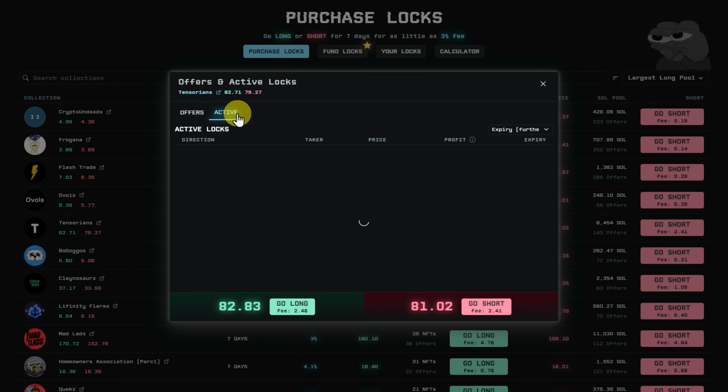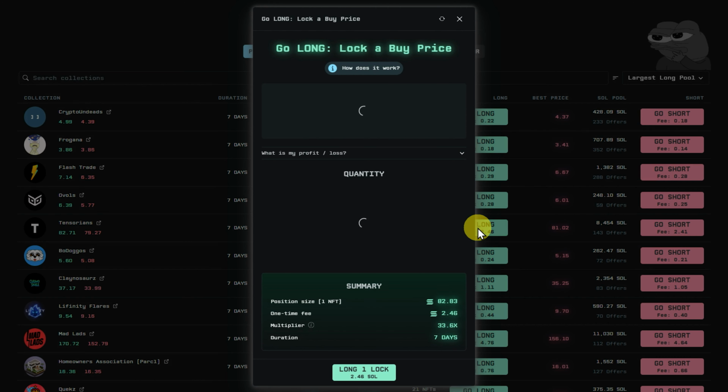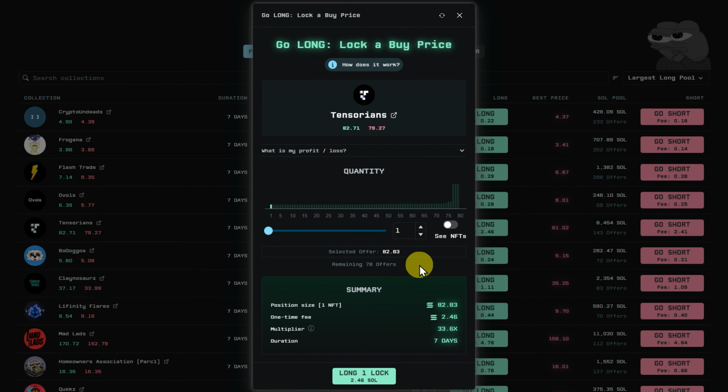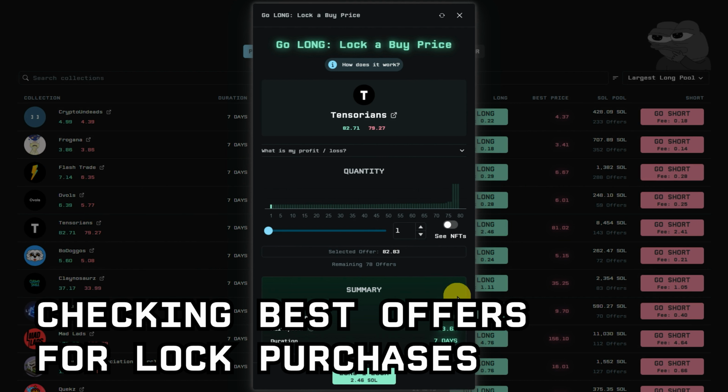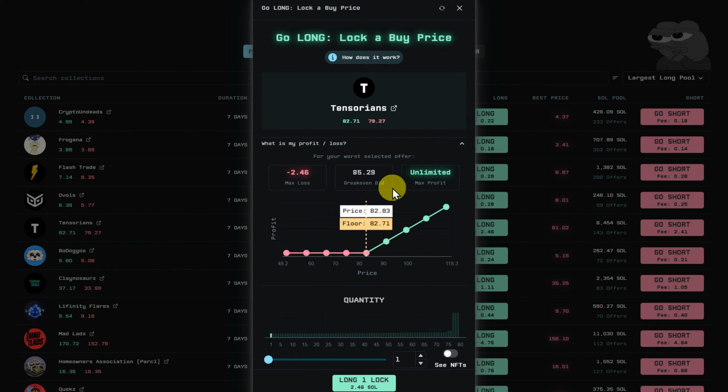And if we click on active, we can see quite a few have been filled today. So if we click go long right now, we can see the best offer is 82.83 SOL. Then we can see this one-time fee is 2.46 SOL, meaning to break even, so to make absolutely nothing but lose nothing, the collection bid has to rise to 85.29 SOL.